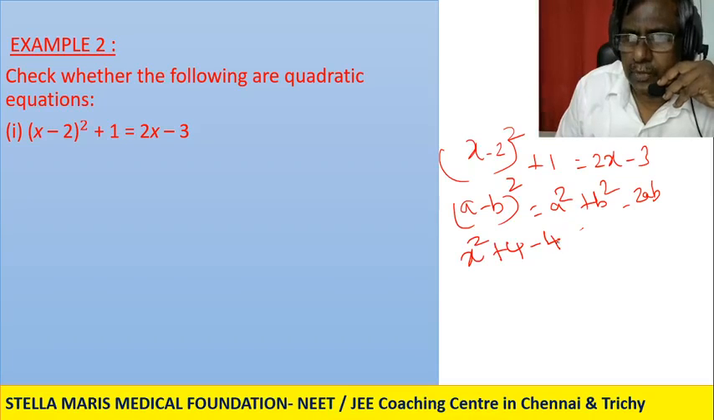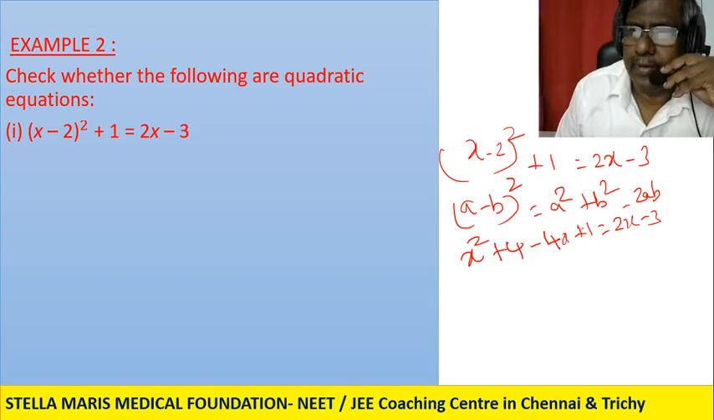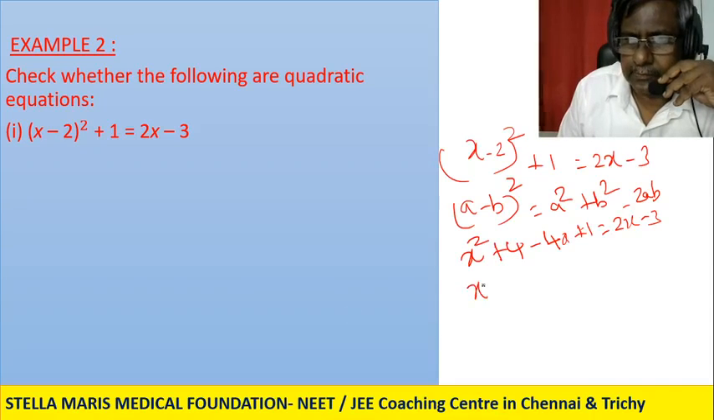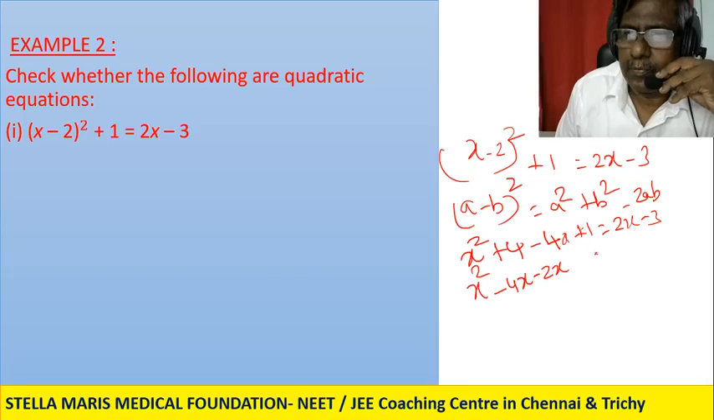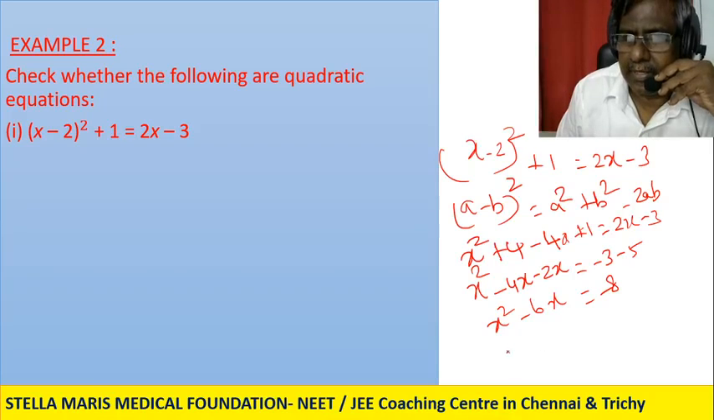So x square minus 4x plus 4, plus 1 is equal to 2x minus 3. Now x all one side, numbers all the other side. 4 plus 1 is 5. So it will be x square minus 4x minus 2x, plus 5. If you take that 5 to the other side, it will be minus 5. So it will be x square minus 6x is equal to minus 3 minus 5, which is minus 8. Then bring it here: x square minus 6x plus 8 should be equal to 0.